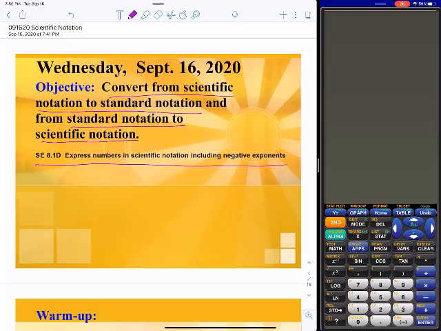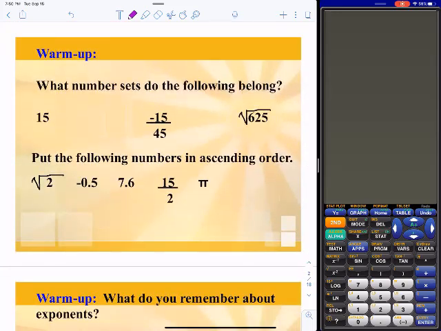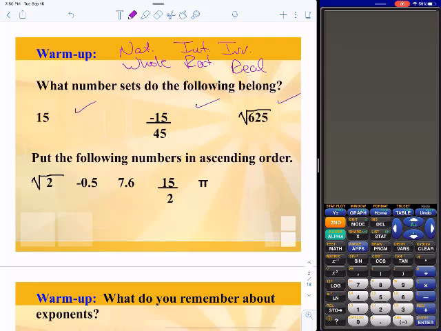Okay, so first question I have for you for your warm-up is I would like for you to tell me what number sets the following belong to. When we look at the first three numbers there, remember we've got natural numbers or the counting numbers, whole numbers, integers, rational numbers, irrational numbers, and real numbers. So I would like for you to tell me what number sets these three numbers belong to.